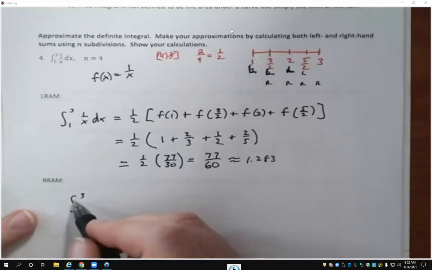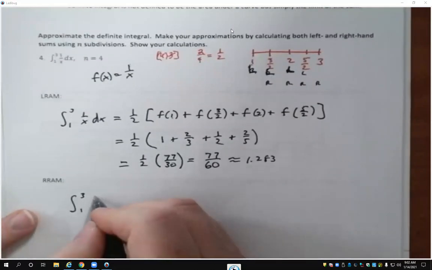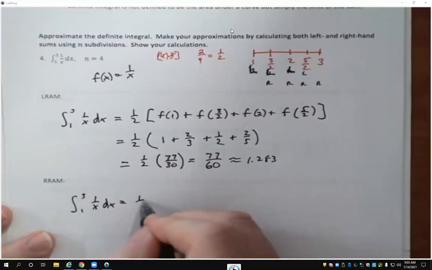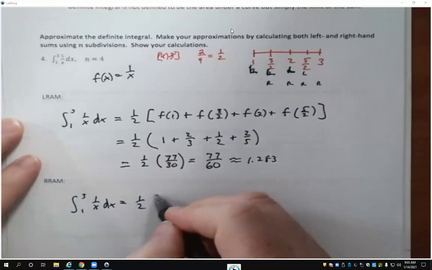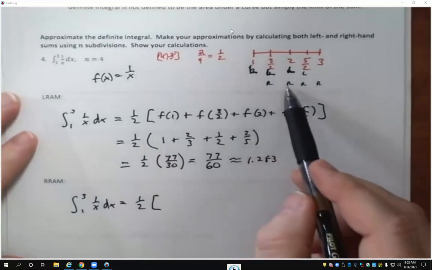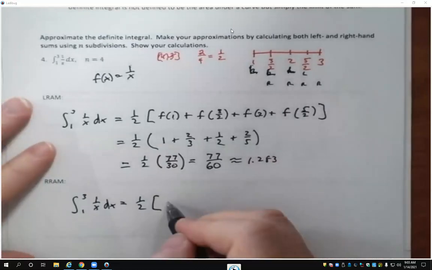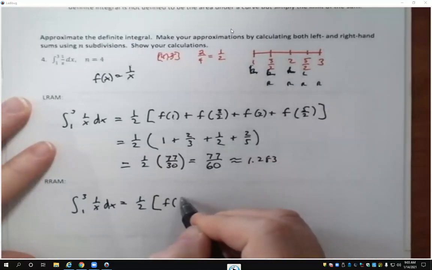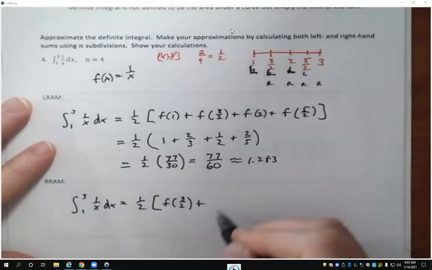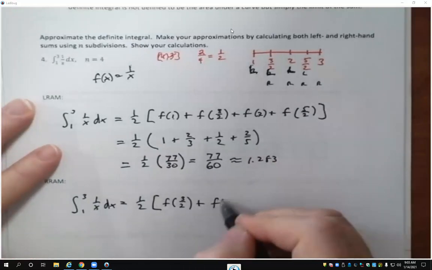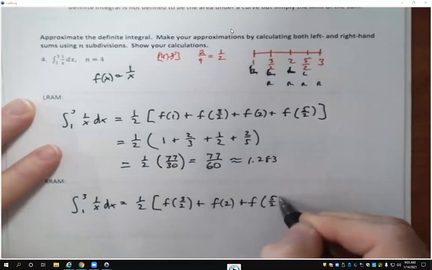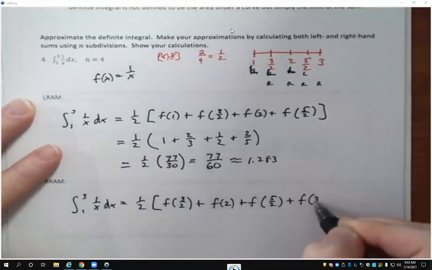Okay, the integral from 1 to 3, 1 over x dx is equal to, the base is still 1/2. And now we're using 3/2, 2, 5/2, and 3. So f of 3/2, and this is going to be the last one we write out this step. We're just going to start finding our values: f of 2, f of 5/2, and f of 3.